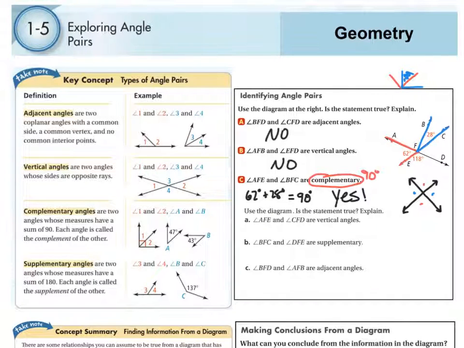Hi guys, I'm sorry I'm gone today, but we do need to move on with section 1.5.